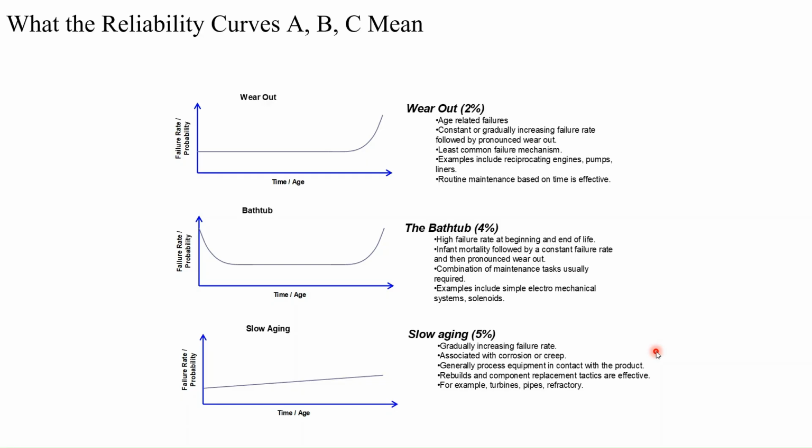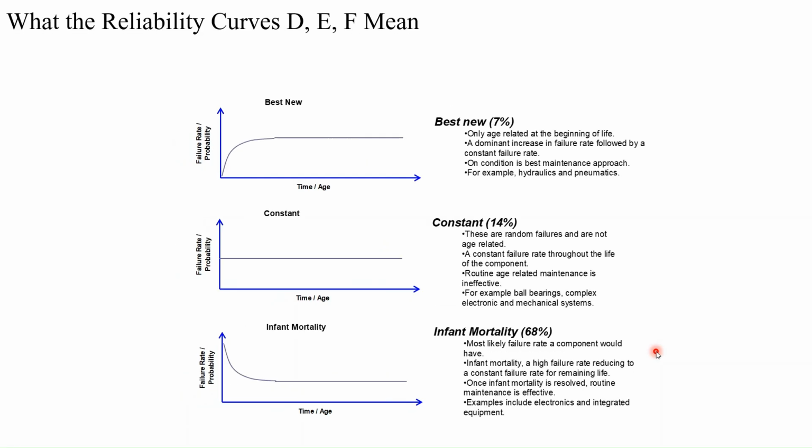Slow aging, Curve C: gradually increasing failure rate, associated with corrosion or creep. Generally process equipment in contact with process products. Rebuild and component replacement tactics are effective. Examples: turbines, pipes, refractory. The reliability curves of Type D, E, and F have random failure characteristics and are independent of the aging.